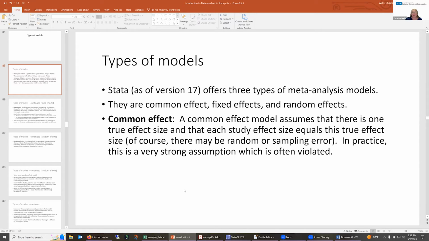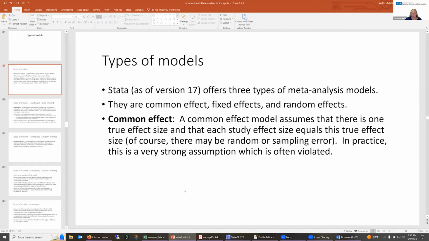Your common effect model assumes that there is one true effect size and that each study equals this true effect size. Each study effect size is equal to this true effect size, but there is still the random error. In practice, this is a very, very strong assumption and would very often be violated, okay? I don't actually think I've ever seen a common effect meta-analysis published, okay?